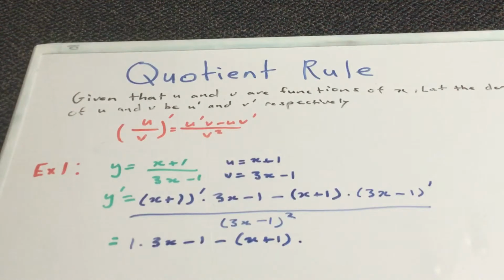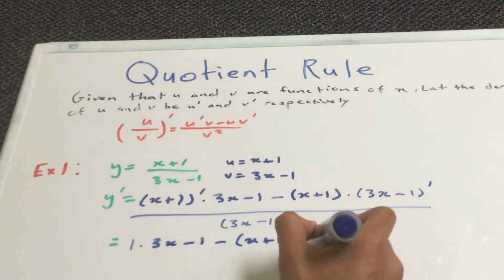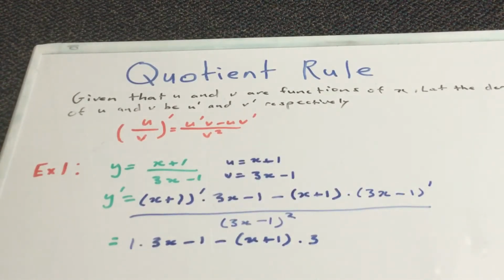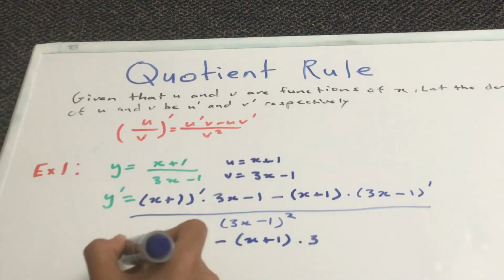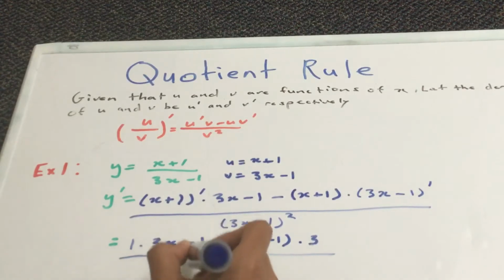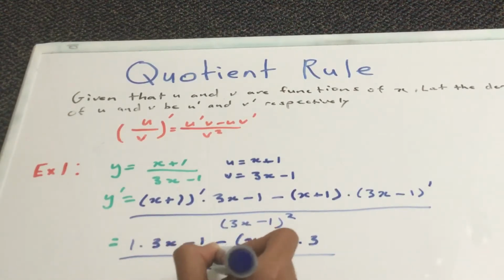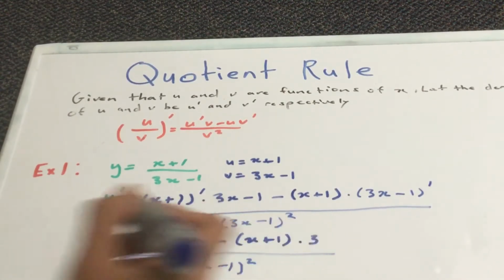So now we have to differentiate 3x minus 1. Same thing as this one. 3x becomes 3, and any number without the variable becomes a constant, which becomes 0. So we leave that as it is. So that's basically so far. And now over 3x minus 1 squared.